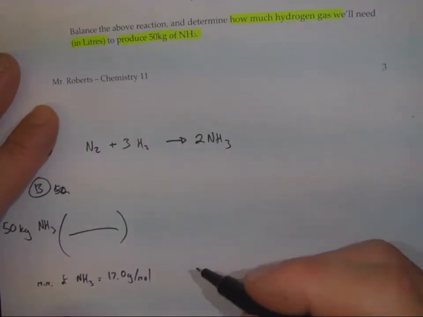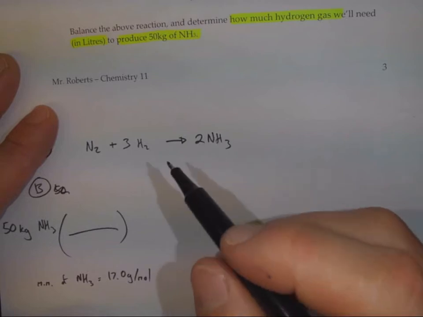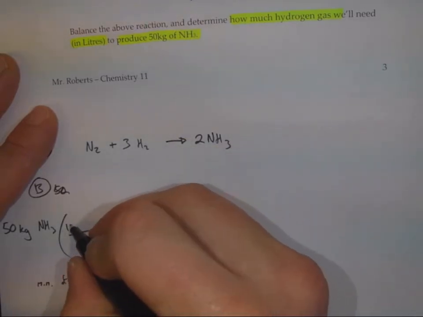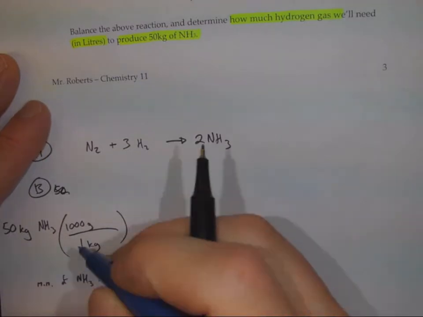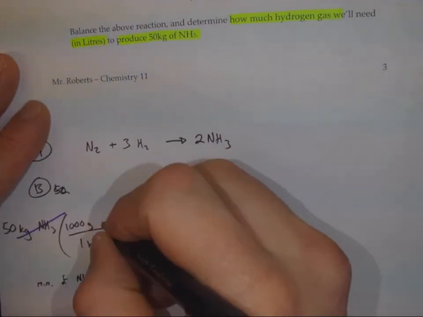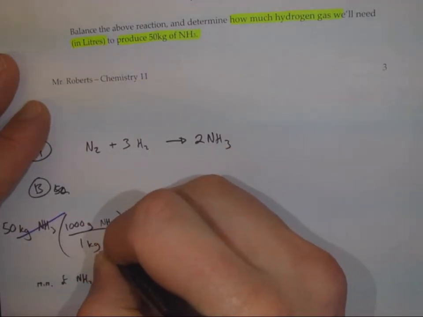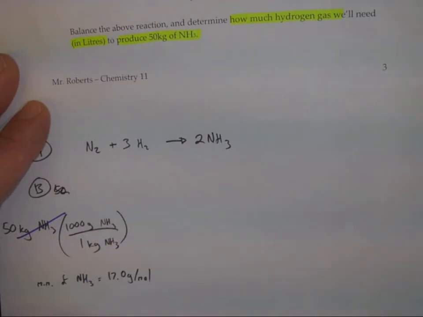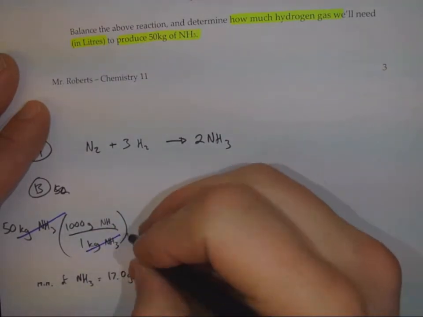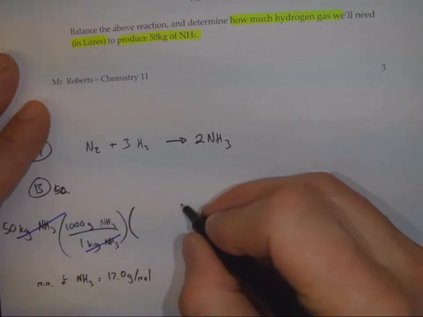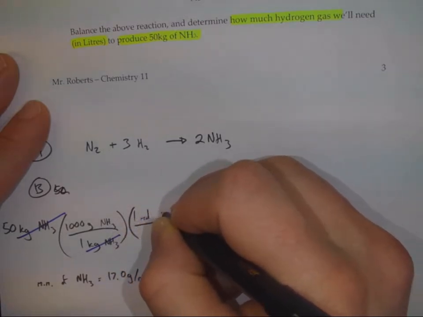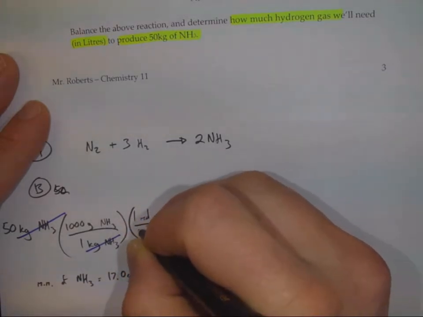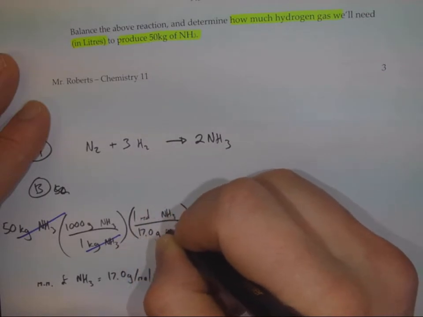And, oh, we got kilograms of ammonia. So first we'll turn that into grams, okay? So 1,000 grams for every 1 kilogram. That cancels out kilograms of ammonia, of course. Okay, now we're going to use the molar mass here. It says 1 mole of ammonia is equal to 17.0 grams of ammonia.